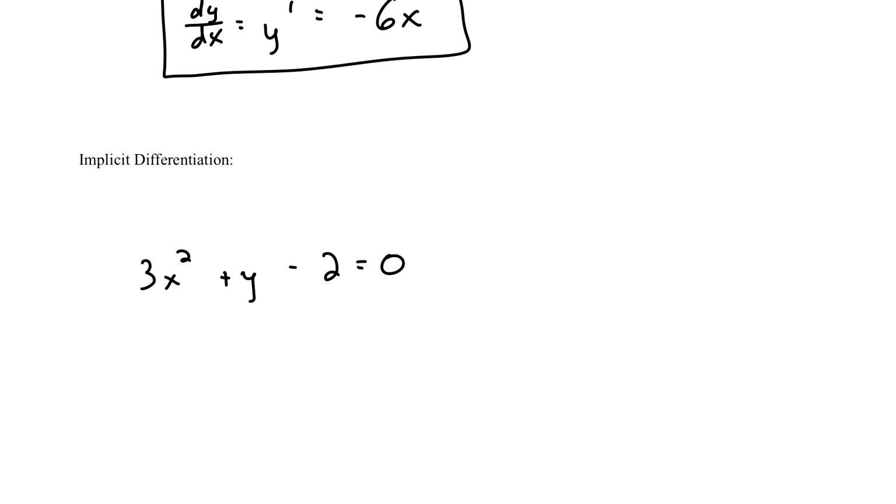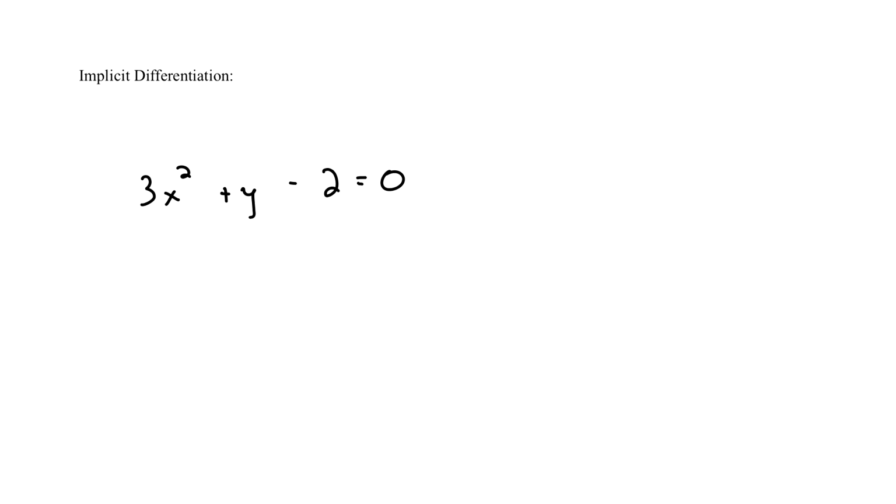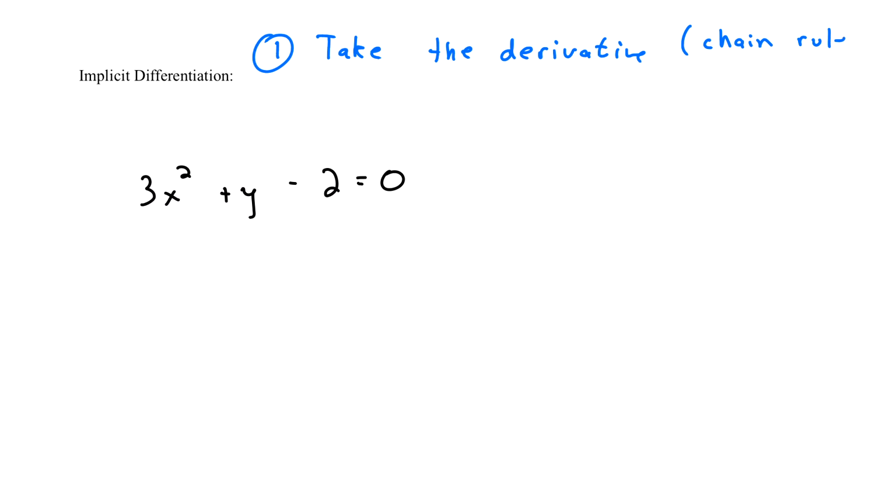So instead of taking the derivative last, I'm actually going to start this problem by taking the derivative. This is the thing that makes it really different. We're not actually going to solve for y here. We're just going to start by taking the derivative. And the one thing we need to remember here is that in every single one of these implicit differentiation examples, we're going to be using the chain rule.